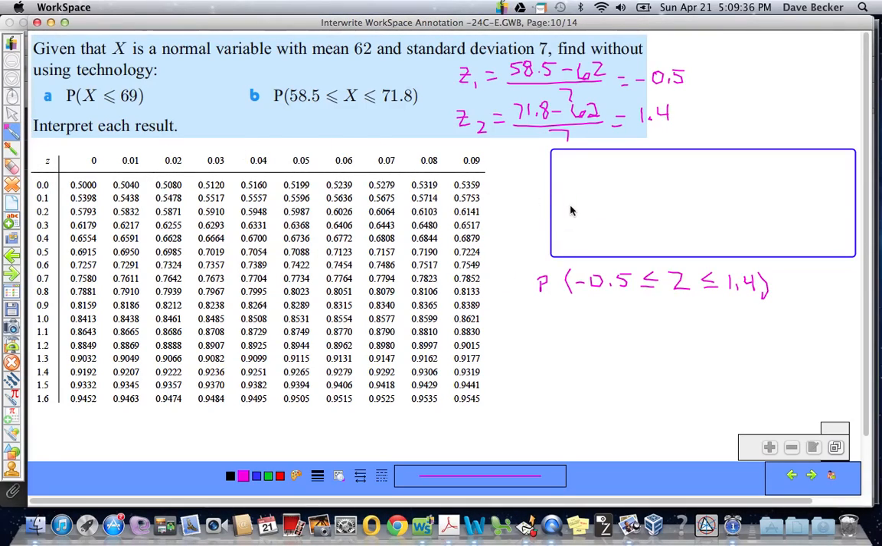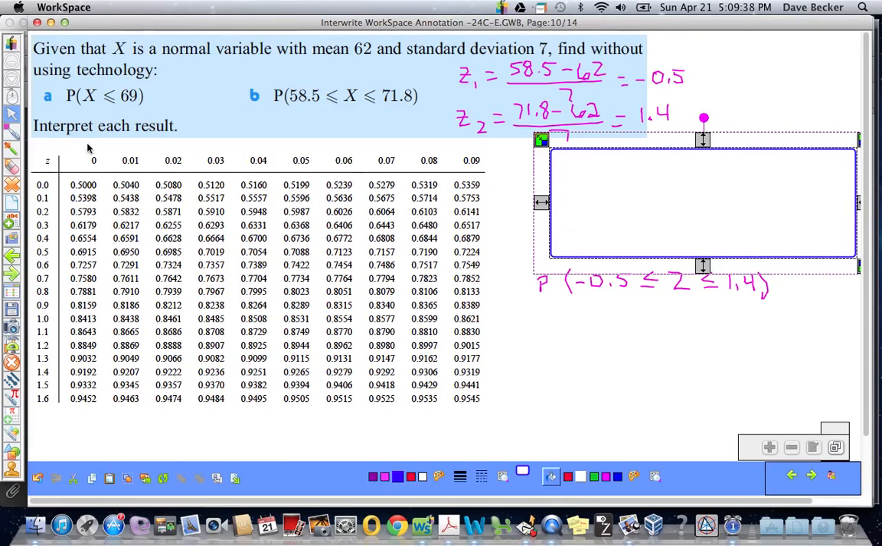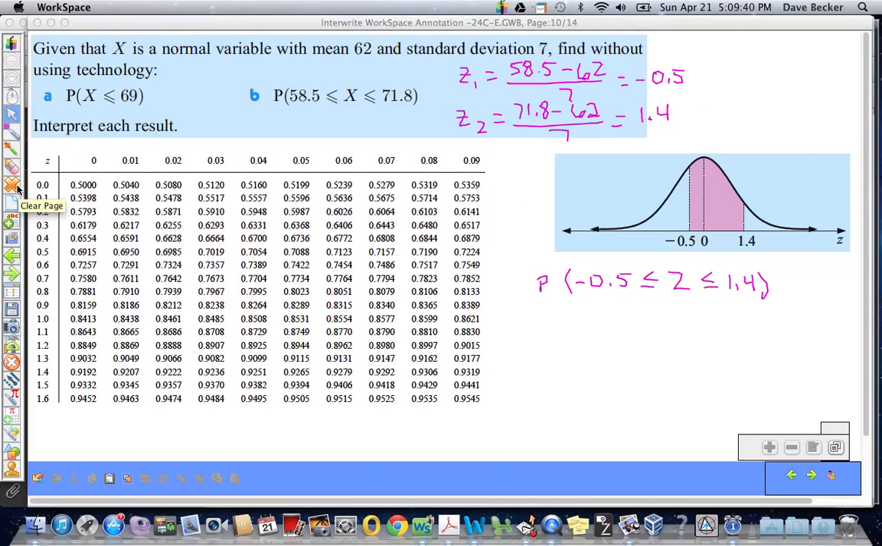Fantastic. Okay, so what does the sketch look like? So we know what we're doing. We can think about what we're doing. What's our strategy? Remember, our table gives the area to the left of the curve. So I'm going to take the probability that z is less than 1.4. So that's all of this, everything to the left of 1.4, minus this area right here that's less than negative 0.5. And remember what we have to do with the negative. We'll get to that in a second.